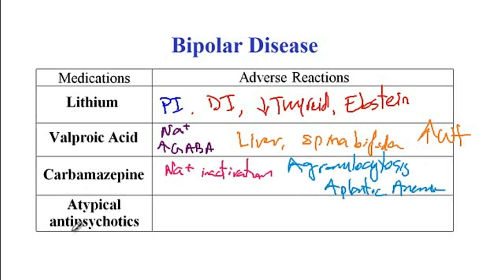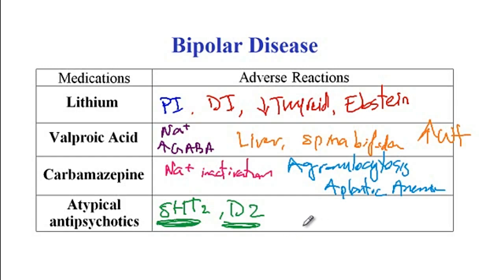And then finally, atypical antipsychotics like, for instance, clozapine or risperidone can be used for the treatment of bipolar disease. And these medications function by antagonizing both the serotonin 5-HT2 as well as dopamine D2 receptors. So atypical antipsychotics antagonize both the serotonin and dopamine receptors.